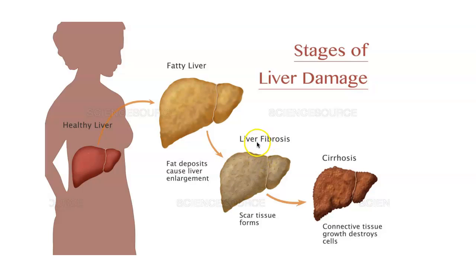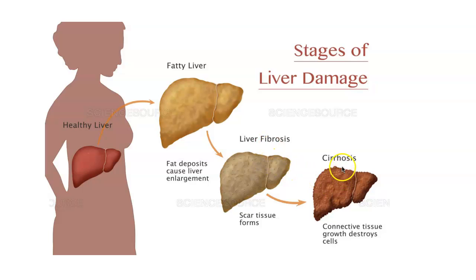The next stage is going to be liver fibrosis. Once the hepatocytes are damaged, they're going to try to heal, and the connective tissue that is surrounding each of those lobules is going to become thicker. They call it scar tissue forming. And it's fibrosis because of the fiber in that connective tissue, those collagen and elastic fibers.